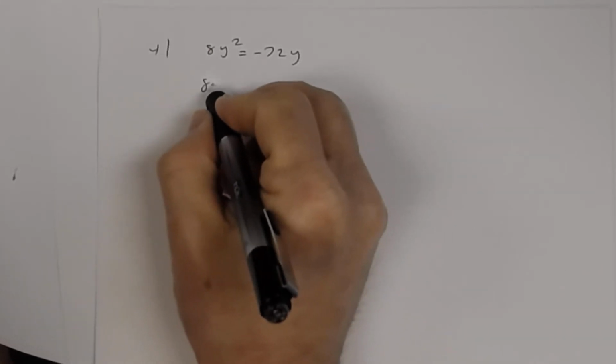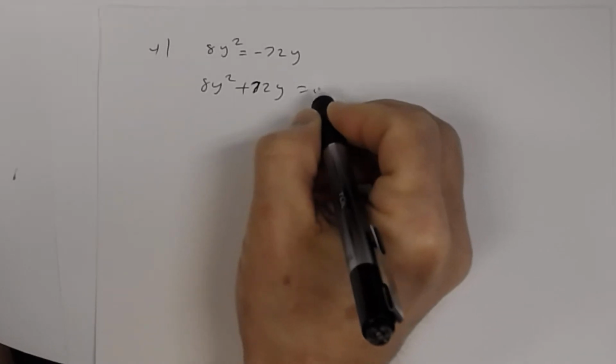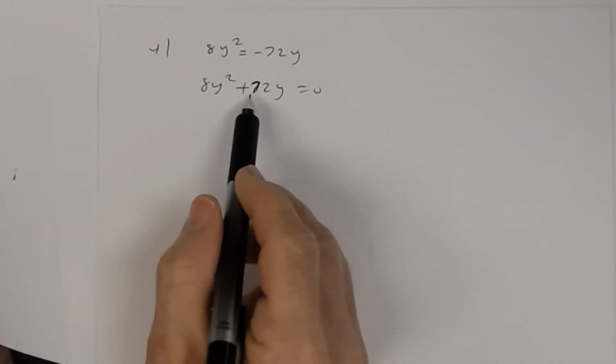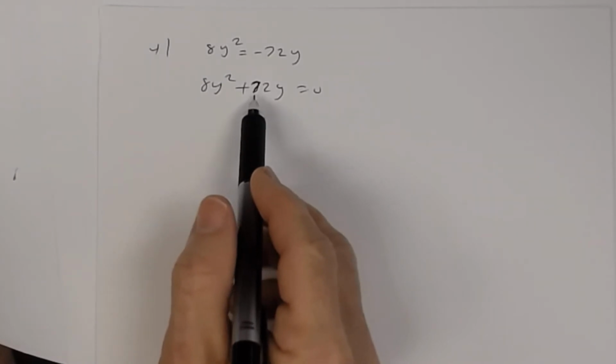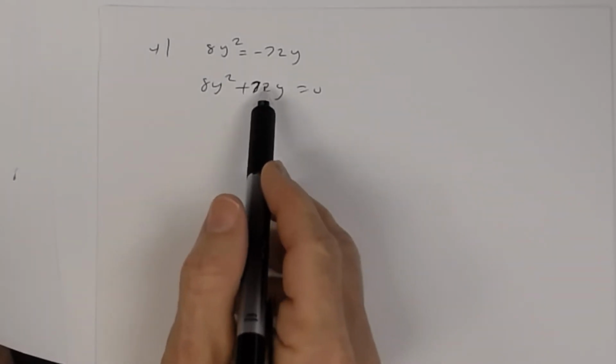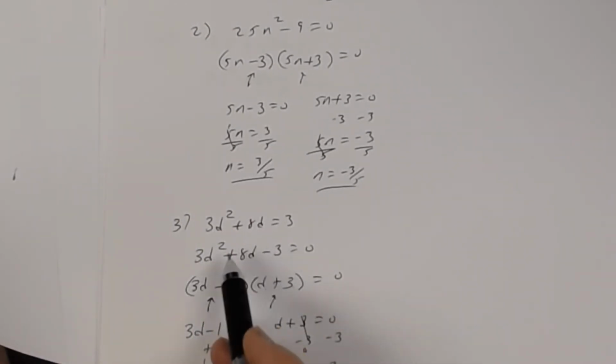So this becomes 8y squared plus 72y equals 0. All right, I want you to notice that this is a binomial. It's two terms. Even if it wasn't two terms, remember it did say, what's the GCF? The GCF here is 1. So always look for GCF.